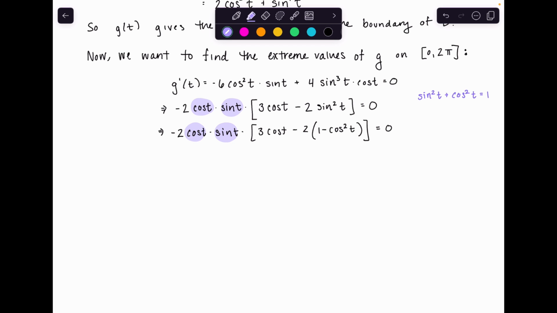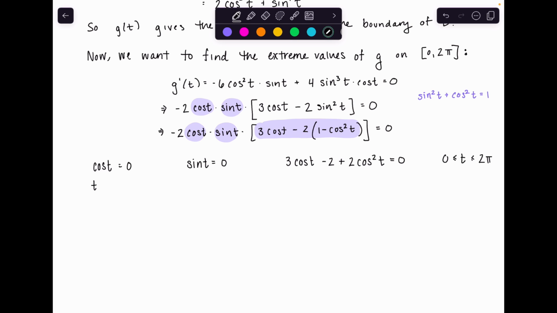You can look at my notes if you want to see a different way, but I'm going to set each of them equal to 0. So either cosine of t equals 0, sine of t equals 0, or this expression, which I'll distribute that -2, is equal to 0. Okay. And I'm only looking for t values in between 0 and 2 pi.